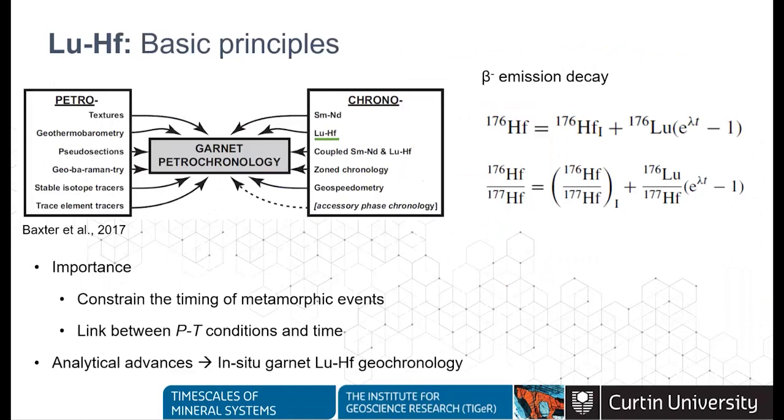The lutetium-hafnium system works pretty much the same, just with different isotopes. But at the end of the talk, I will explain why they are both important. I want to highlight here that we have analytical advances for lutetium and hafnium due to collision reaction cell instruments, which is the triple quad ICP-MS, which allows us to do in situ geochronology of garnets, which, given the whole textural complexity of garnets, is a great advance.